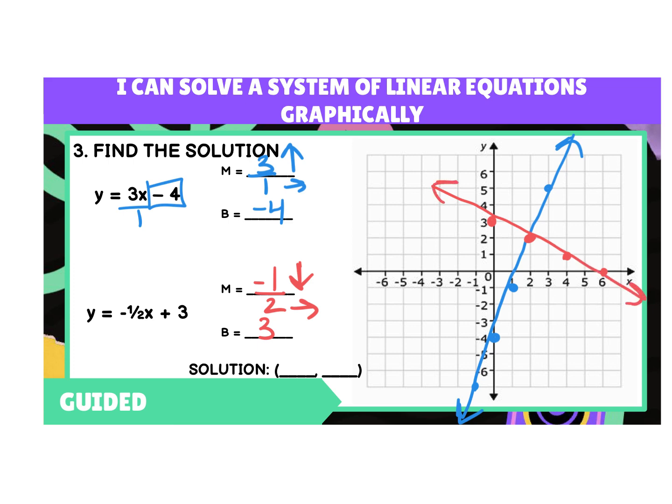Right? And don't forget, yes, you can graph it, but you need to state the solution. This is the place where they meet. That's the solution. It's when both linear equations are true. For this coordinate pair, this one's easy because it's 2, 2.